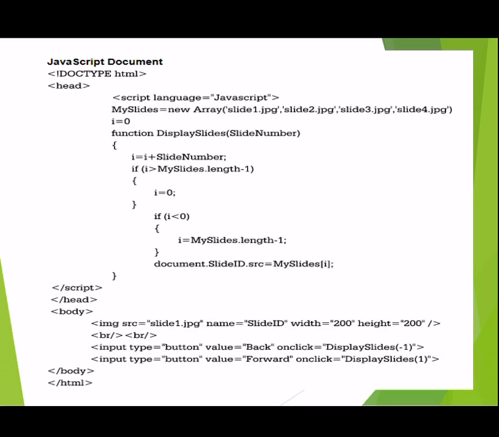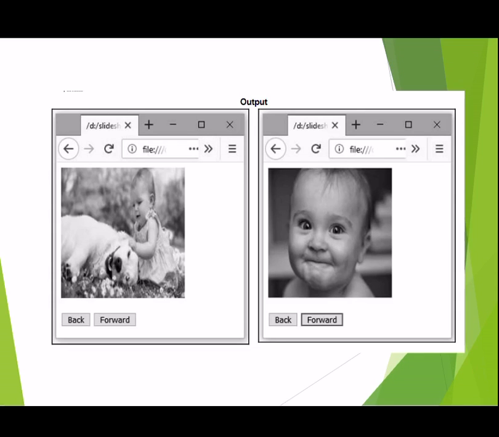Then input type is equal to button, value is equal to forward, that is the forward button. onclick is equal to displayslides(1). So displayslides(1) will move one slide forward. Okay. So these are the two buttons, back and forward. Close your body tag, close your HTML tag. Okay, and this is the output. Four images are there which will be displayed one by one. Okay. I hope the code and output of the slideshow is clear to you all.